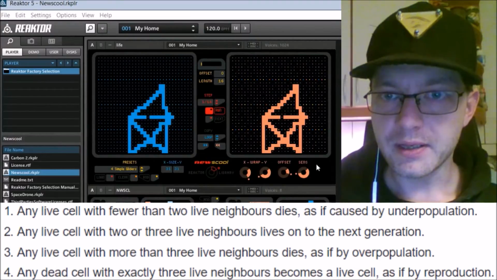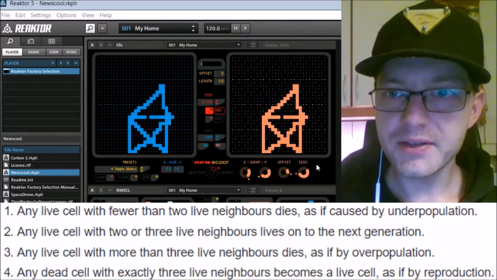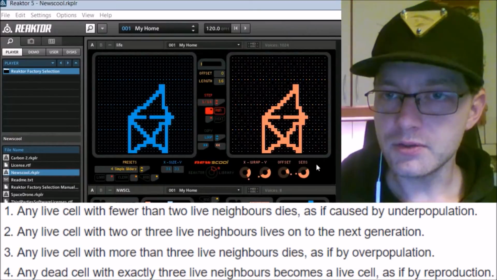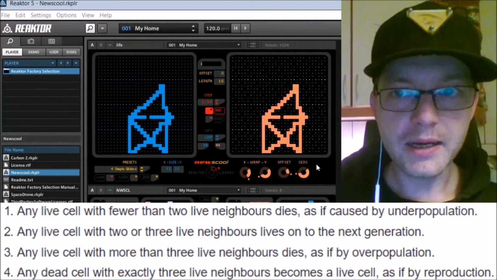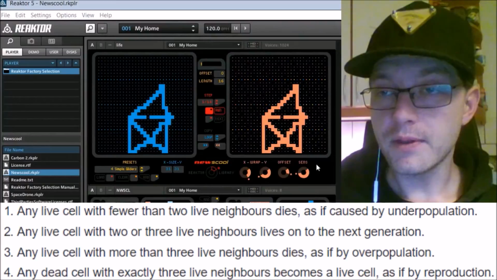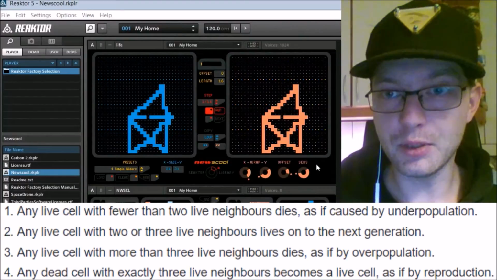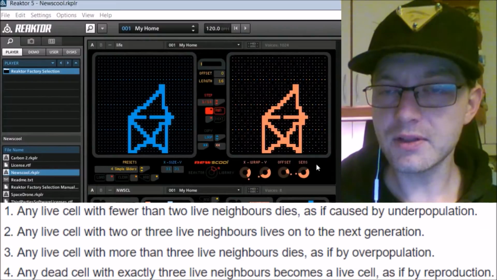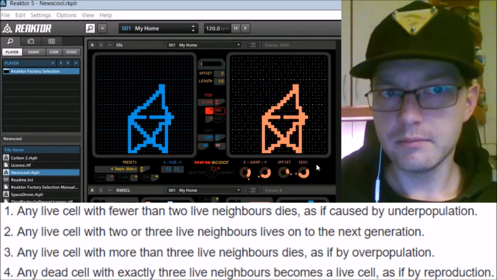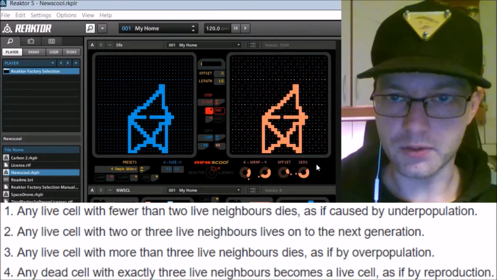Rule number 3. Any live cell with more than 3 live neighbors dies as if by overpopulation. So if you have a long line, some of them are going to die. Because if you have more than 3 live neighbors, then you're going to die. It was overpopulation. Too bad. Blows to be you. So that is another rule. So even though you may be in a position to live on, you can actually die due to overpopulation.